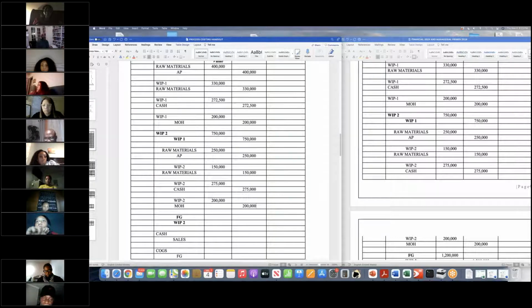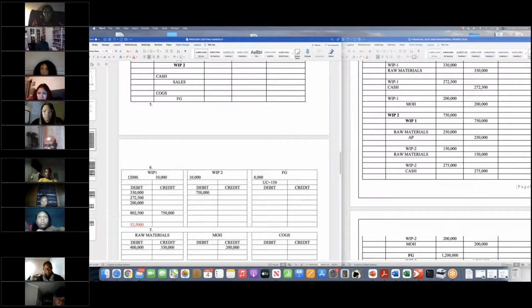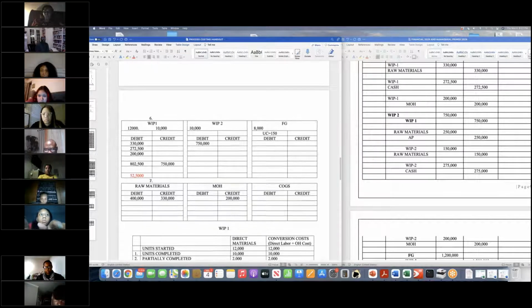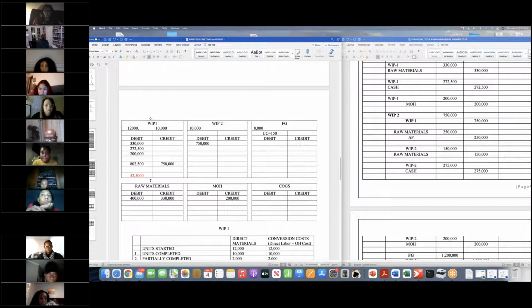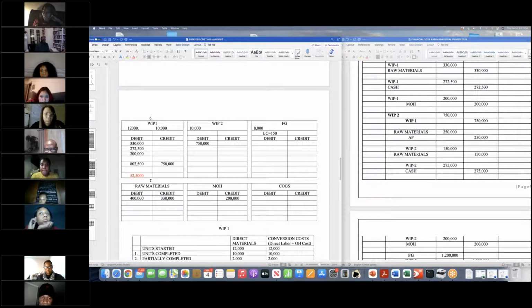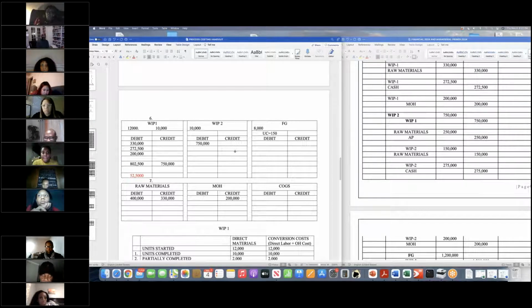And how much do we transfer to finished goods? I got 533,360. So 533,360 is what I got, but I'm a little iffy. I'm not sure about it. I'm not confident about it, but that's what I got. Is that what you got, Parker?